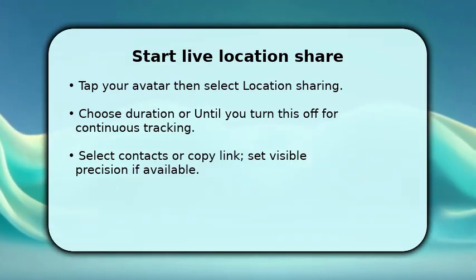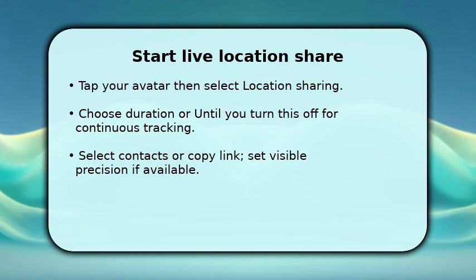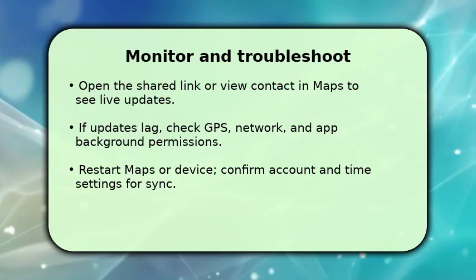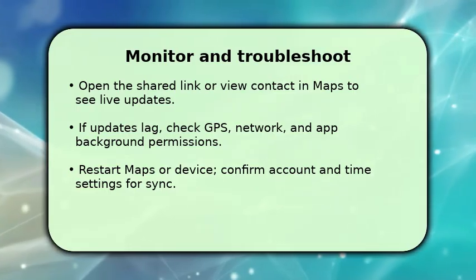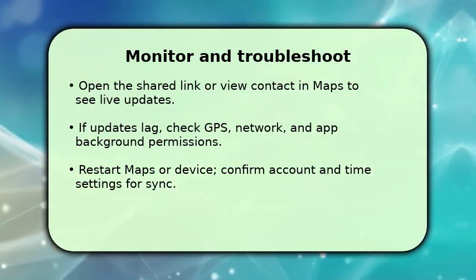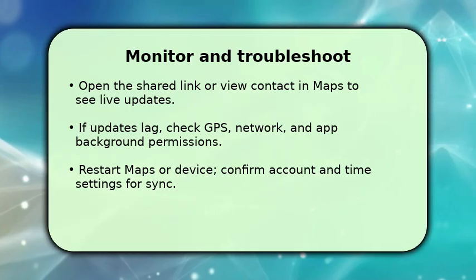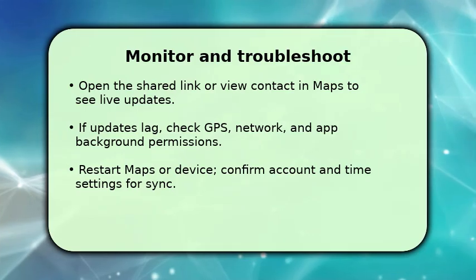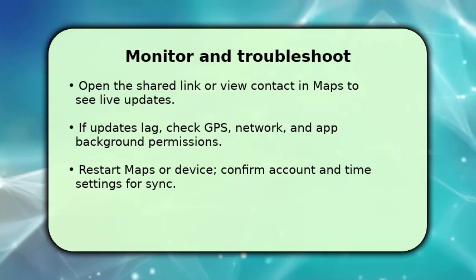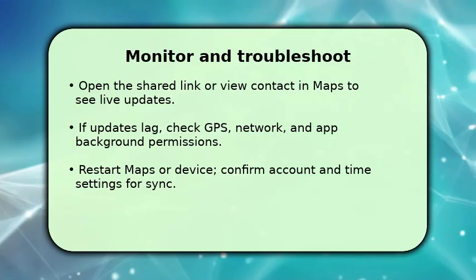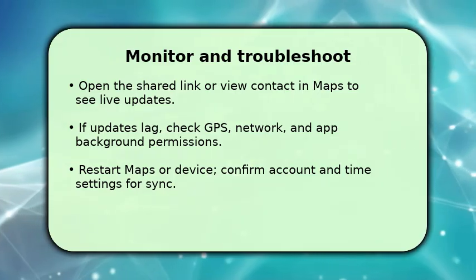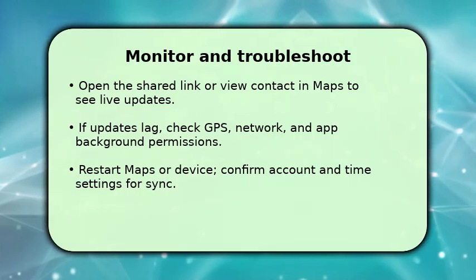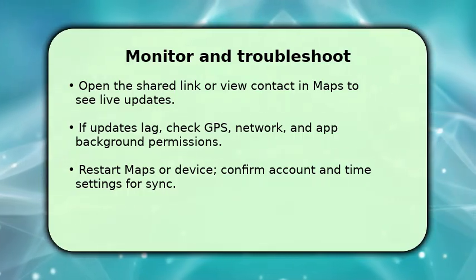You finish by monitoring and validating the feed. Open the shared link or the person's entry in Maps to watch live updates. Movement should appear smoothly when GPS and data are stable. If the location lags or freezes, first check GPS signal, mobile data, or Wi-Fi, and that Maps has background permissions. Restart the Maps app or reboot the phone if needed. Finally, verify account sign-in and correct device time settings to resolve sync issues. That single troubleshooting step often fixes stale position.